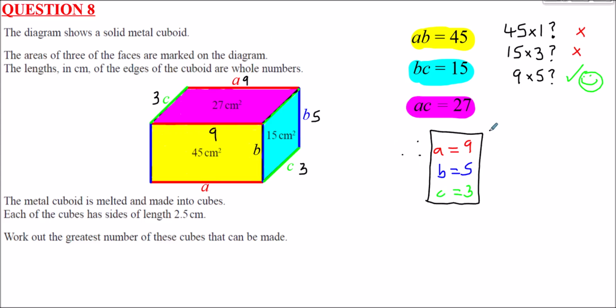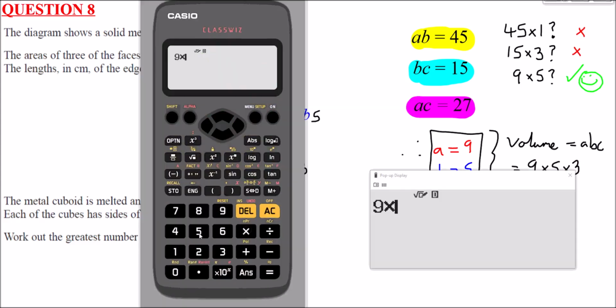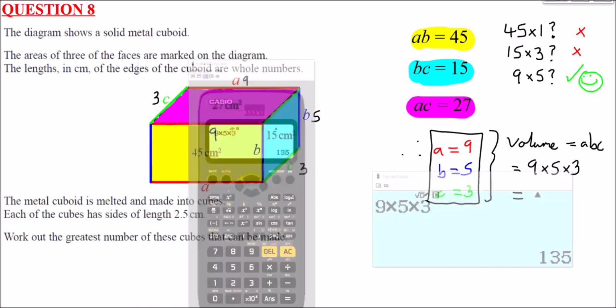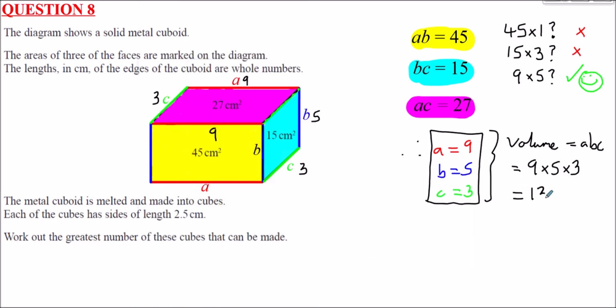And from that we can see what the volume of it is. So the volume is going to be A times B times C, which is 9 times 5 times 3. Let's let the calculator do the hard work. 9 times 5 times 3 gives us a volume of 135 cm cubed.